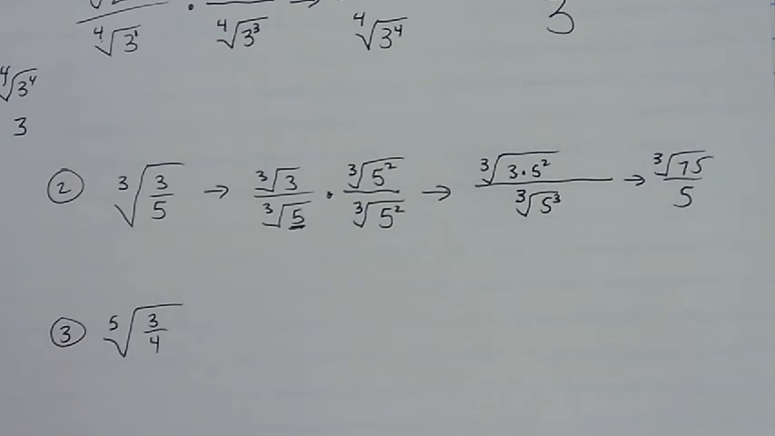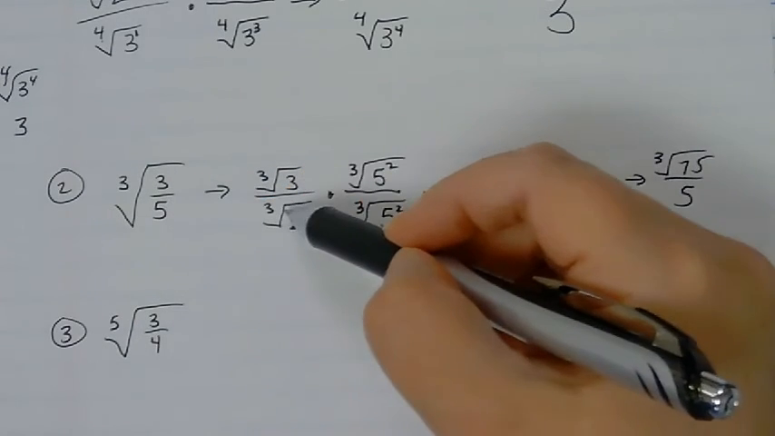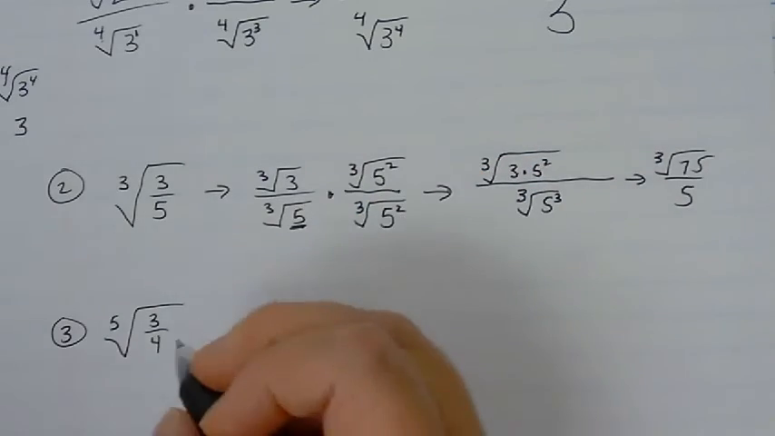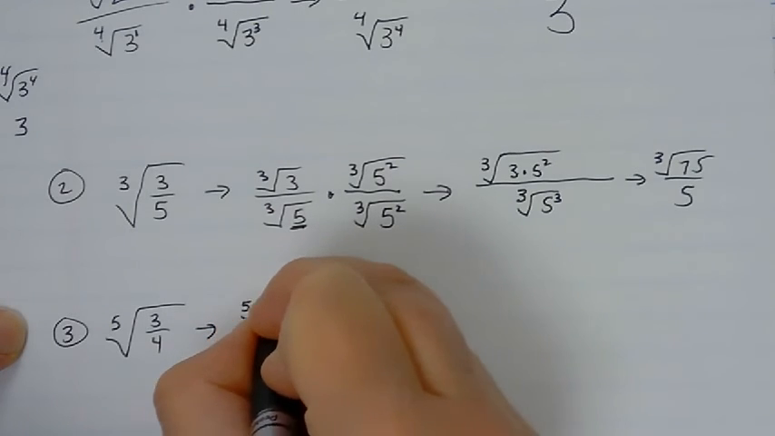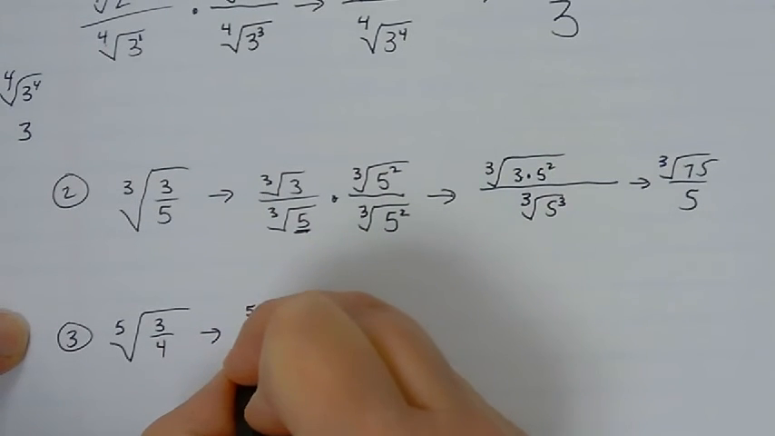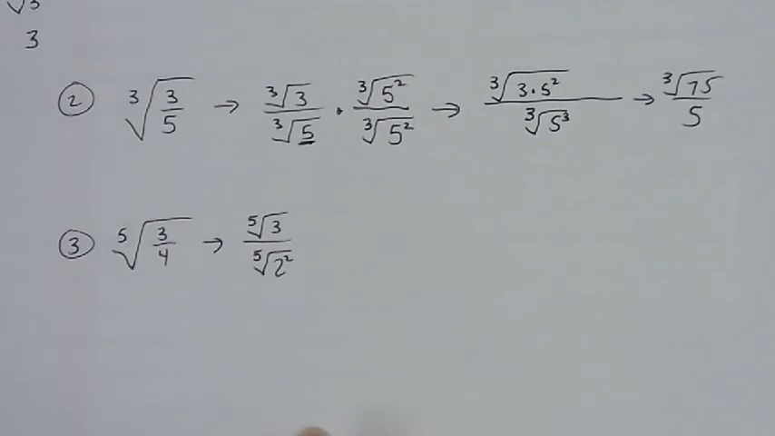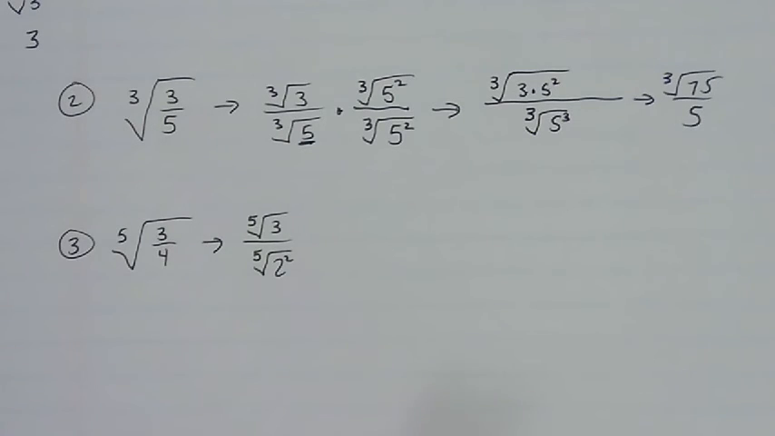This one's a little more difficult because if you notice on my other examples, these were both prime numbers. So it's easy for me to pick the well-chosen one. So what I'm going to do first is factor each of these. So this is the fifth root of 3 over the fifth root of 2 squared. Because 4 is 2 times 2. I didn't have to do that on the other one because 5 and 3 didn't factor.